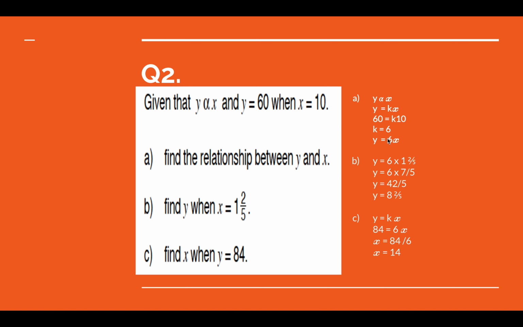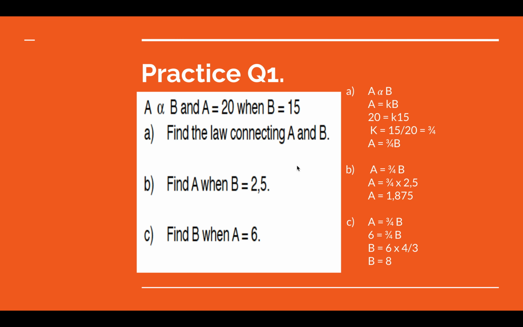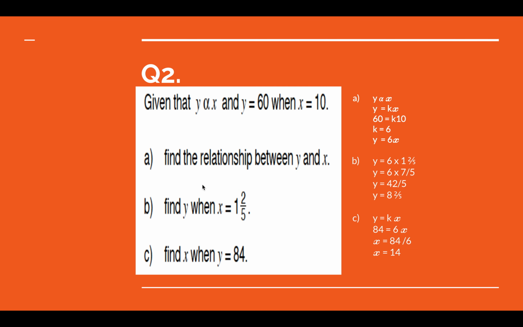That is the relationship that we are given in this question. And we're going to be using this relationship all the time. So now that we are told in B to find y when x is equal to 1 and 2 over 5, well, it's simple. We just take our relationship that we found earlier, y is equal to 6x. We multiply 6 by 1 and 2 over 5 to get our y. So that gives us 8 and 2/5. So that's how we do our B.